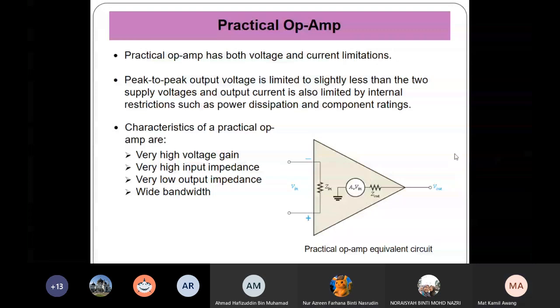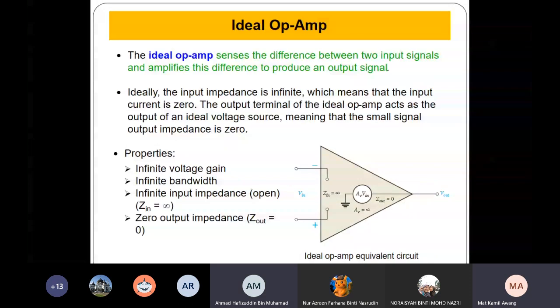For this one, there is no drop because Z out is zero. There is no voltage drop here because this is an ideal model. In the ideal model, you don't have power dissipated in the components of the OpAmp. Okay, clear?